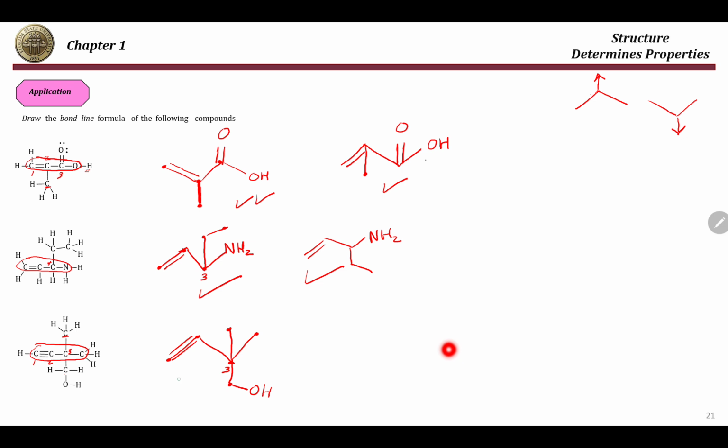Now, you will learn this later on, that whenever we have a carbon with a triple bond, then the bond angle will be 180 degrees. And that's why we prefer to draw triple bonds in a linear form rather than in this bent form. Although, again, this is not incorrect for now. So this is the bond line structure of this compound.